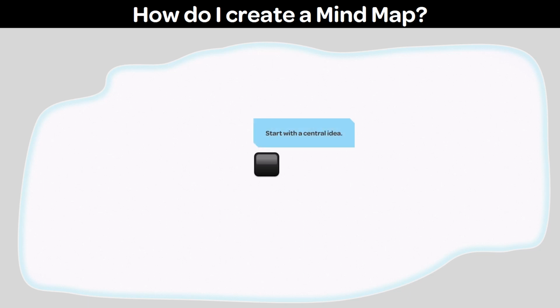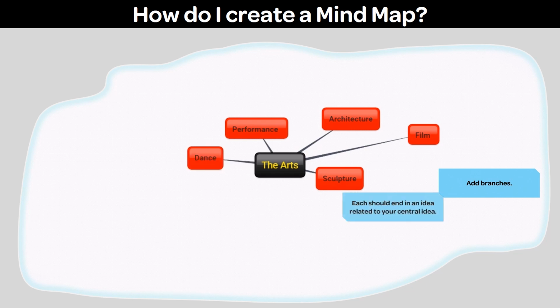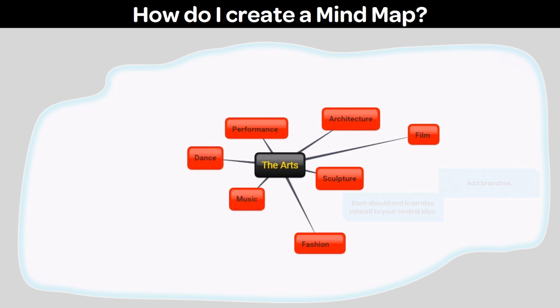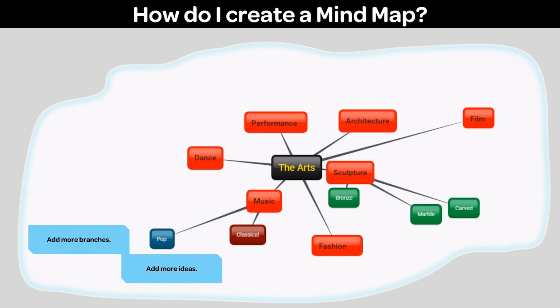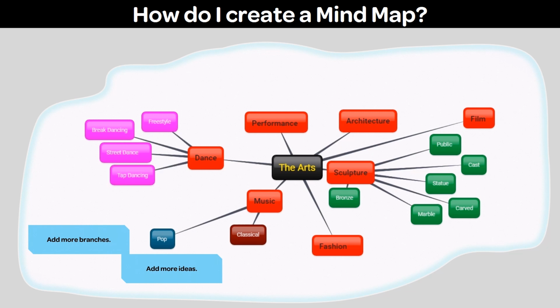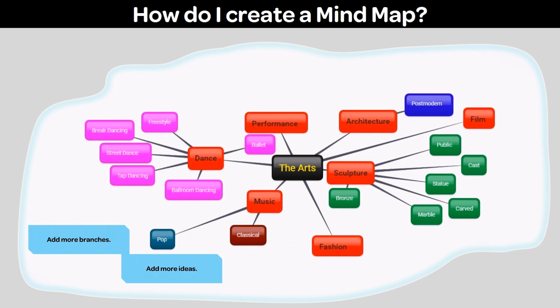So the rule for creating mind maps is always to start with a central idea. Let's do a fresh mind map and call it the arts, and then off that I'll have a series of branching topics which are topics for the arts. Off each one I'll have more branching topics, and then at any point in the future I could just add more and more branching topics.